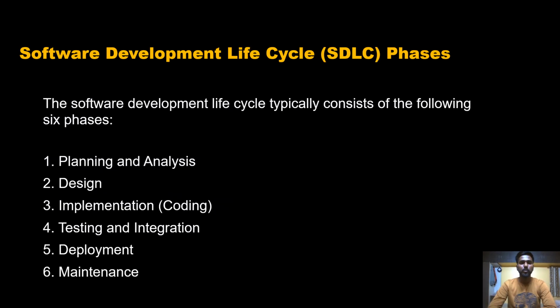Now let's see about software development lifecycle phases. The software development lifecycle phases typically consist of the following 6 phases. The first one is planning and analysis, next one is design, next is implementation, the fourth one is testing and integration, fifth one is deployment, and finally maintenance.